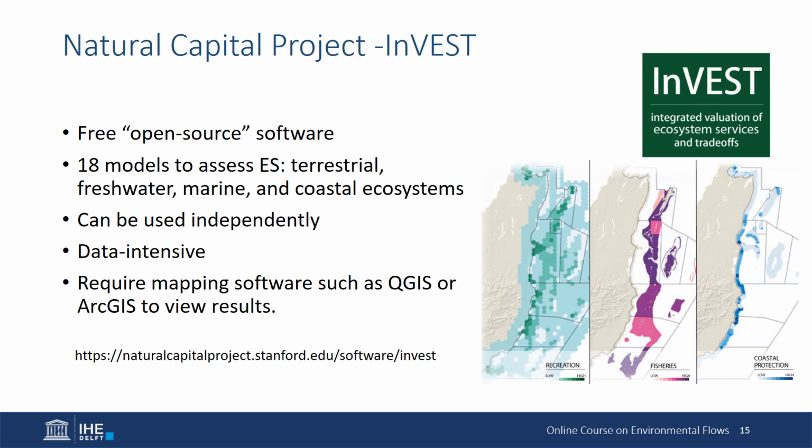Stanford University, through its Natural Capital project, has been developing different models for integrated evaluation of ecosystem services and trade-offs, called InVEST. These models can be used independently to quantify specific ecosystem services, or can be used together for regional multi-objective assessment. The models might not be easy to use if data are not available. Many of them require the use of GIS to process the data and to generate maps.